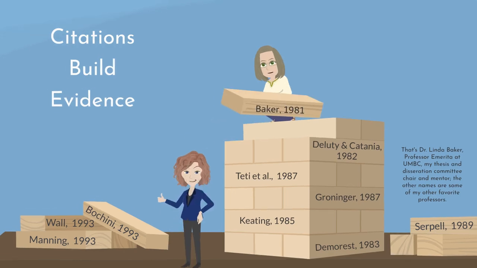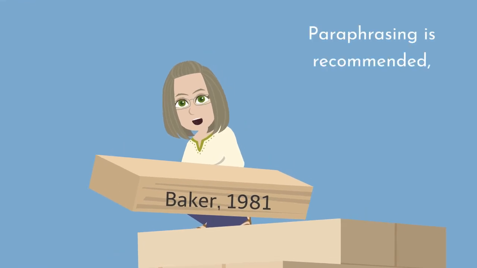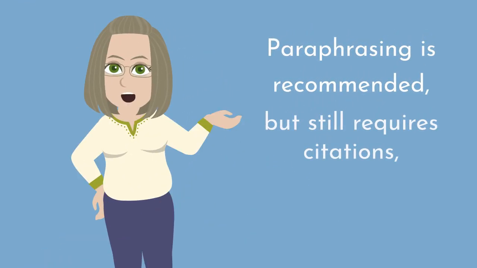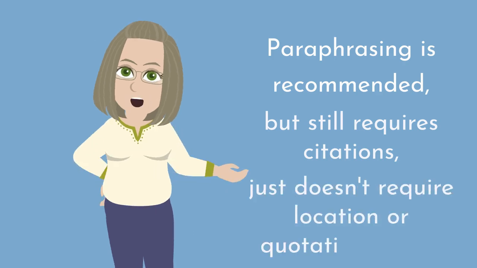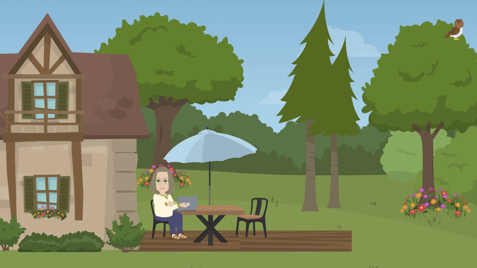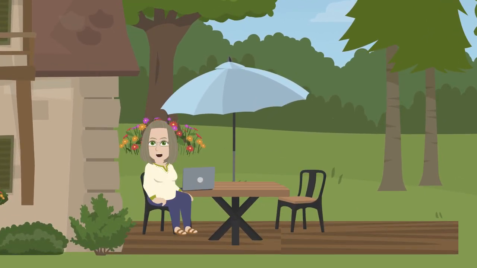By conveying the information in your own words, or paraphrasing, which is strongly recommended, you do not remove the requirement for citing where the information originally came from. The only difference is that you do not need to provide the page number or use quotation marks to identify a direct quotation. So to be clear, putting information into your own words is a good thing, but it does not negate the requirement for citation. And every time you cite in text, you must include the full reference at the end of your writing.